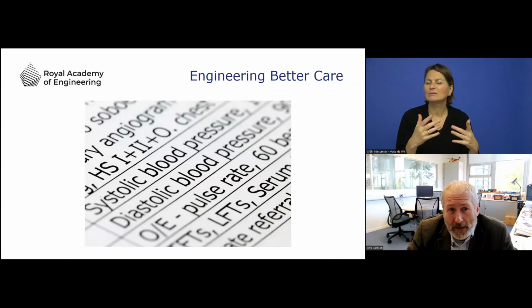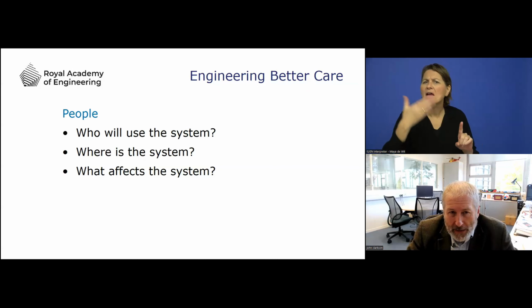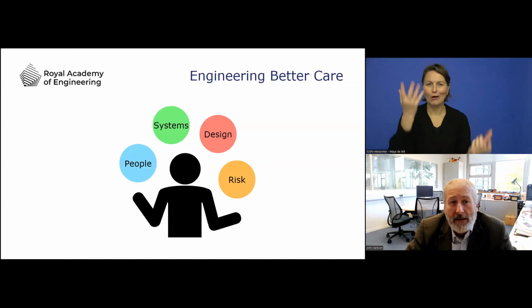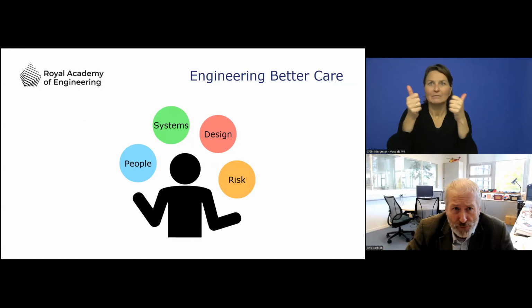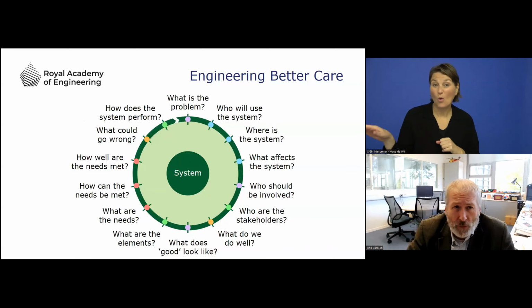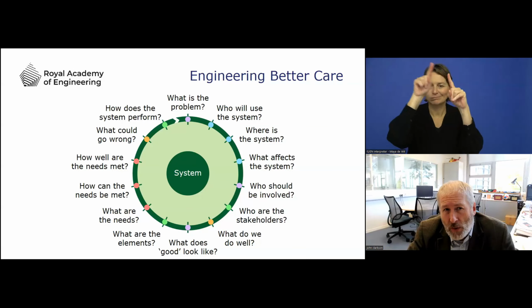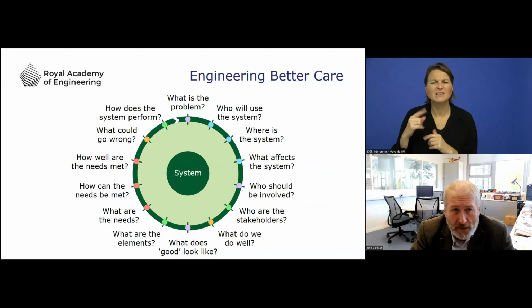So the questions might be, who will use the system? Where is the system? What affects the system? And it's a bit like the juggler, that the performance is only complete if we can keep all the balls in the air: people, systems, design, and risk. And we can put all of those questions together, and it forms a natural cycle, starting at the top. And most of the questions on the right are about what is the problem, and most of the ones on the left, what is a good solution.